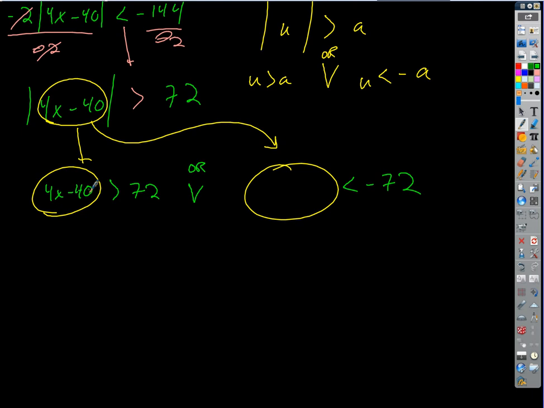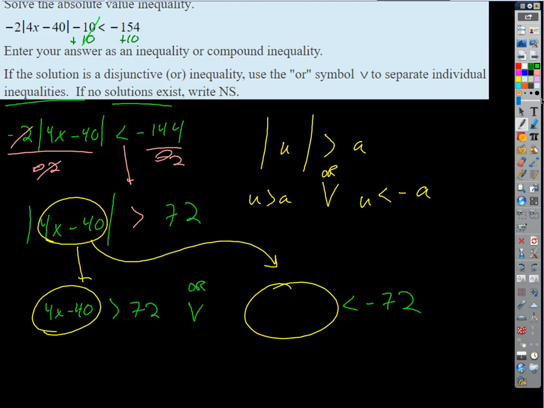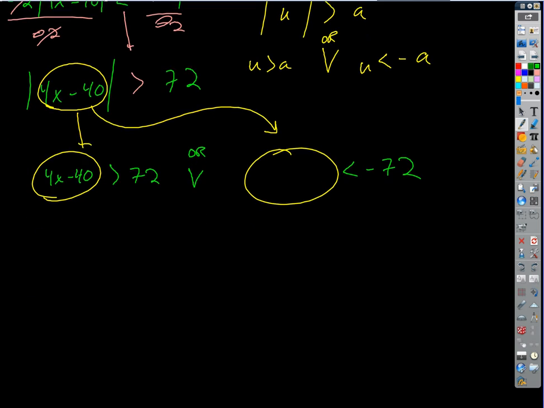Remember that we can't do anything inside the absolute value bars, right? Sometimes people want to do things like add 40 to it, but you can't do that, because everything inside the absolute value bars is off limits. You can't touch anything inside the absolute value bars. You've got to get rid of them first. And then once we get rid of the absolute value bars, we can do algebra like we normally do, right? So we get an OR inequality.